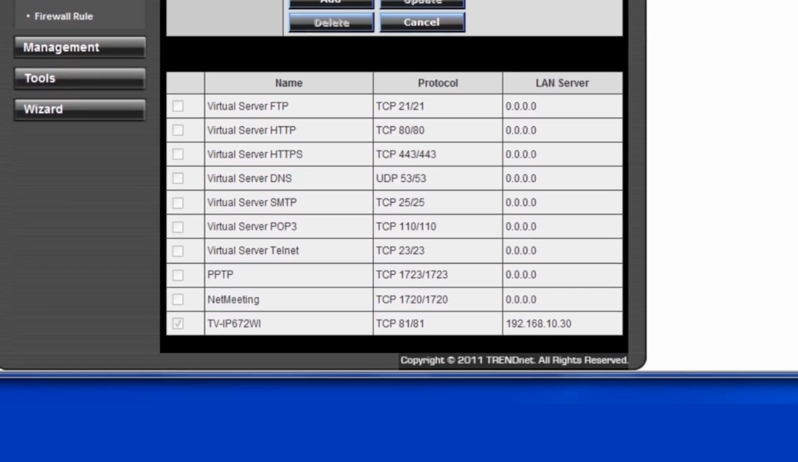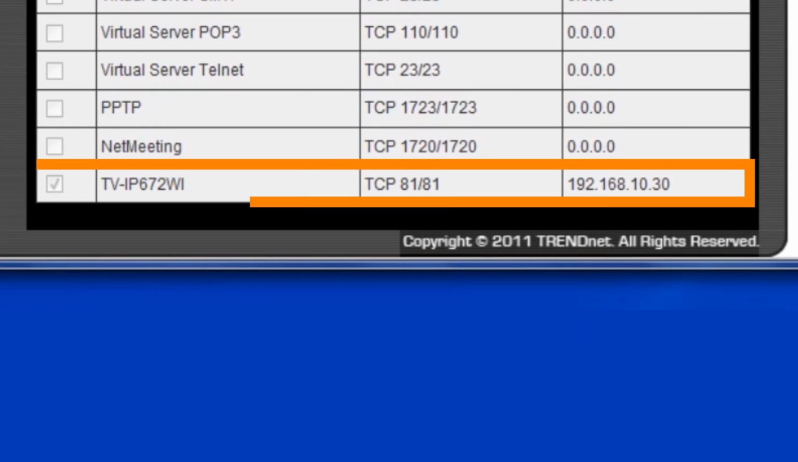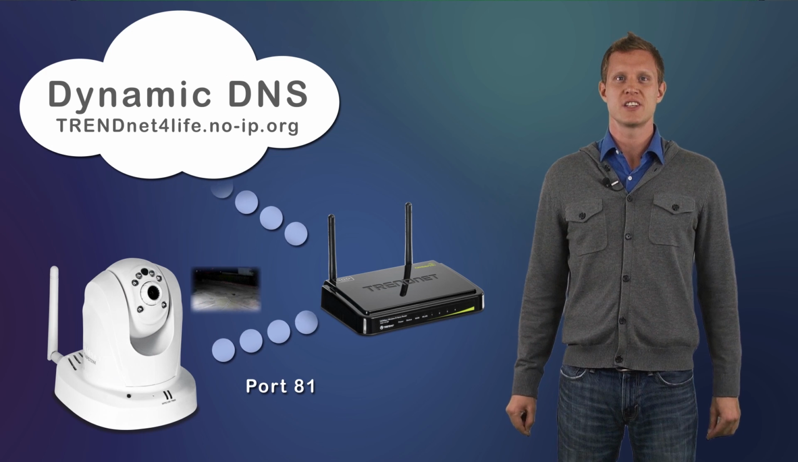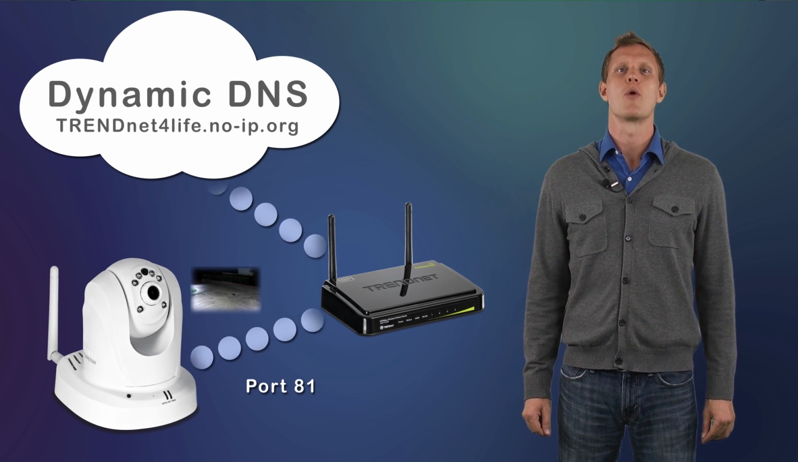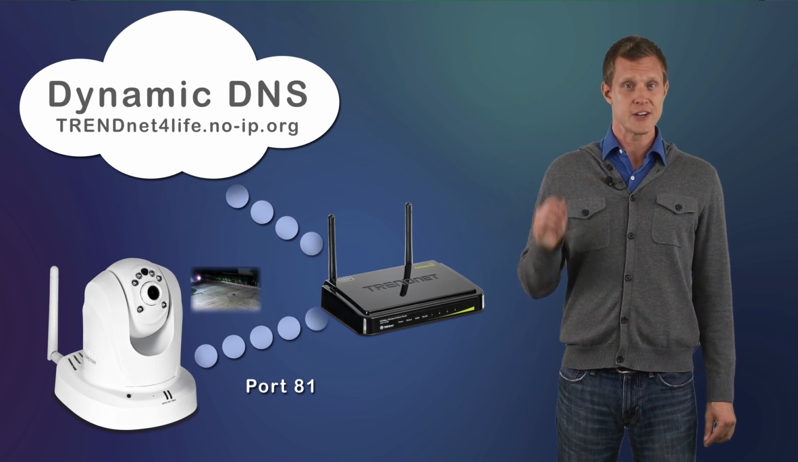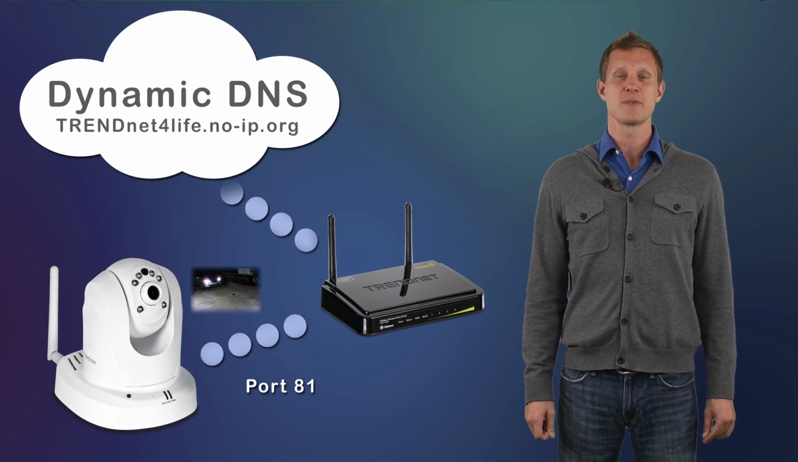You have set up a portal through which you will be able to see your IP camera. If you have multiple cameras, repeat this procedure. However, remember that you have to assign a different IP address and port number for each additional camera. Now our IP camera is streaming security video in real time to port 81 on our router that is in turn connected to our dynamic DNS provider.